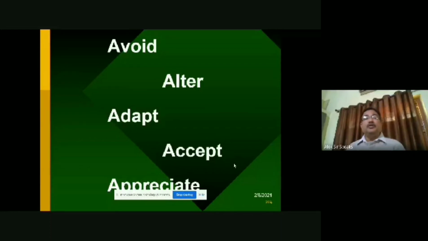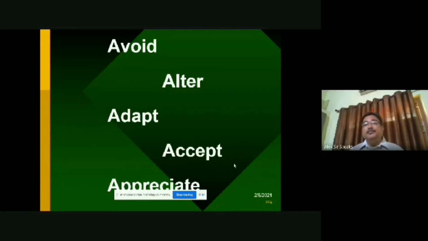Then adapt. See, life is changing very fast, all systems are changing, relationships are changing, personal equations are changing. So you try to adapt to those changes. If your adaptability is low, then you only will suffer, and the people will go ahead leaving you behind. So try to adapt to the changes that are taking place all around.